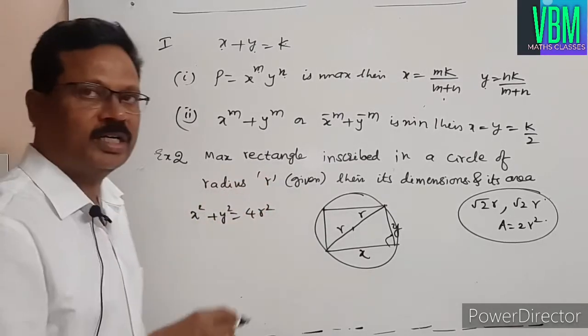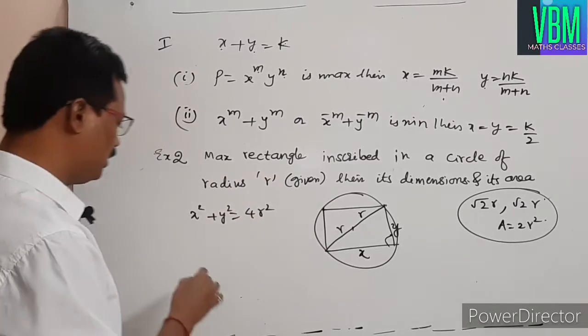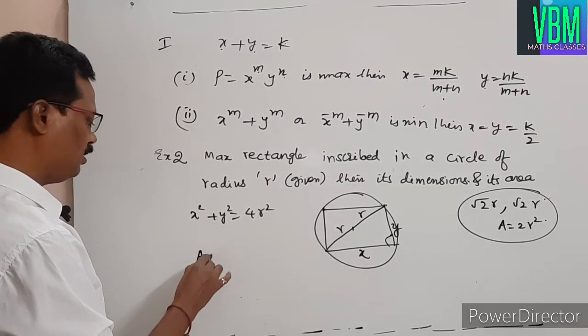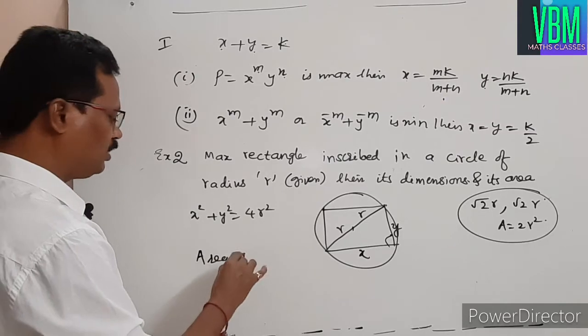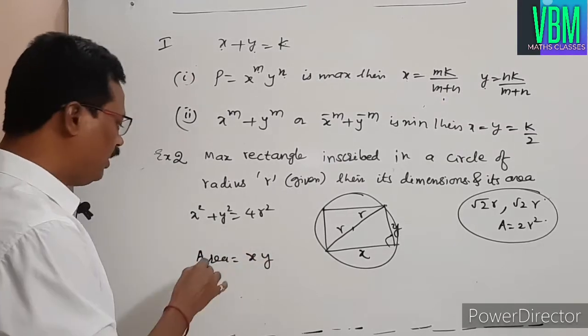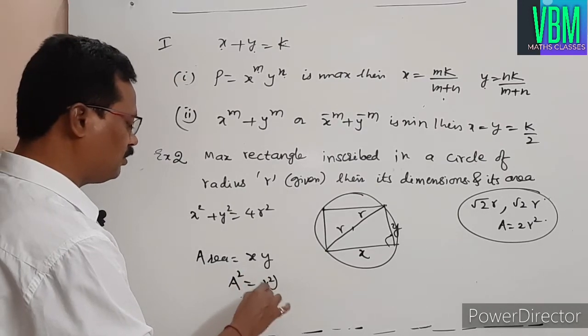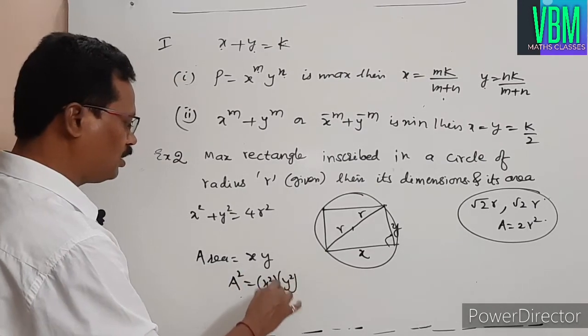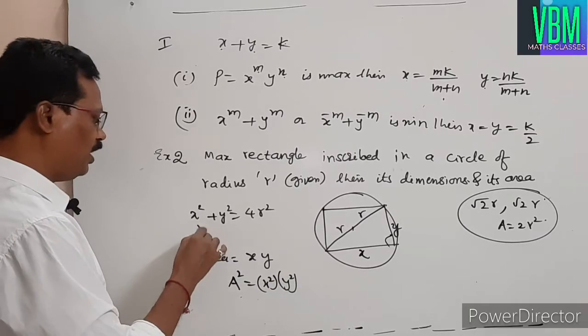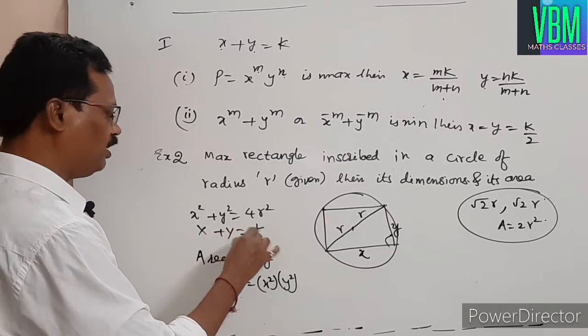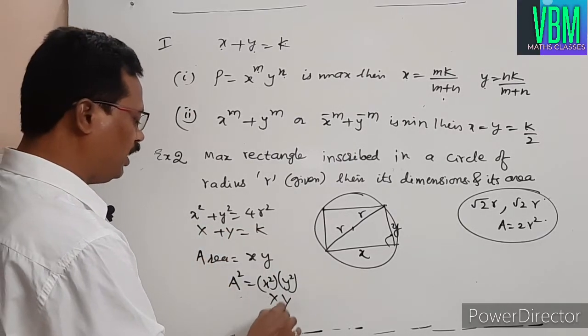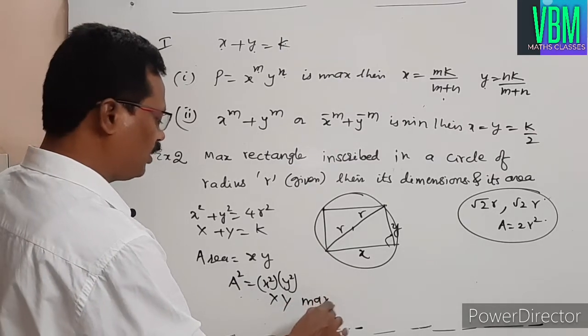Now maximum rectangle means the area is maximum. Rectangle area is side into side, x into y. If the area is maximum, the area square is also maximum. Okay, same formula: x plus y is equal to k, and x into y is a maximum.